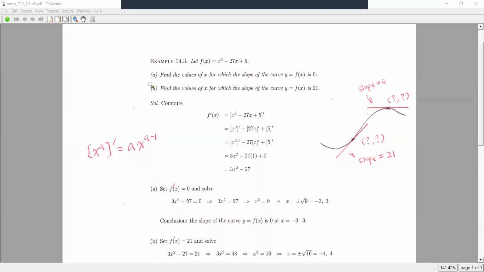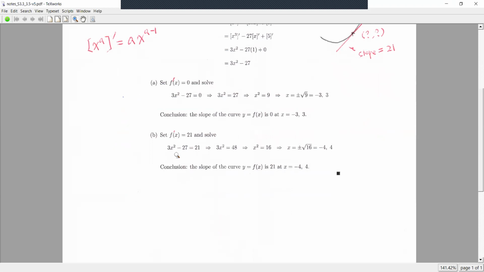Similarly, to answer part B, to find the x-coordinate of this point, set the derivative of the function to 21. The slope of this tangent line is 21.